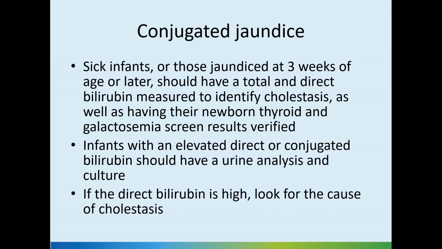Infants with an elevated direct or conjugated bilirubin should also have urine analysis and culture. If the direct bilirubin is high, look for the cause of cholestasis, so you may need to do further tests including ultrasound to review the gallbladder and the liver, as well as other metabolic tests. The newborn screen result gives us valuable information here as well. If there is further abnormality, obviously you would need to refer to a pediatric gastroenterologist.